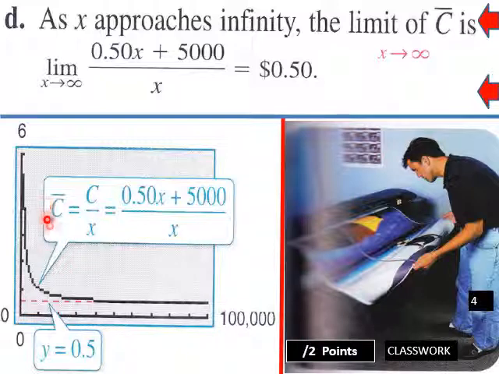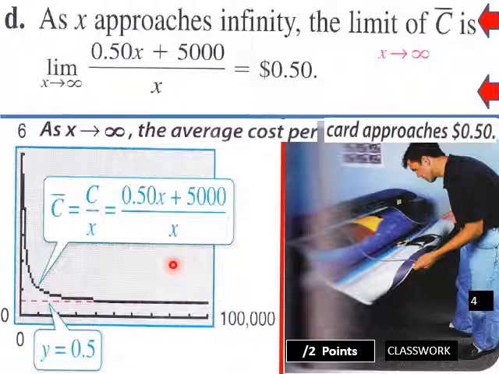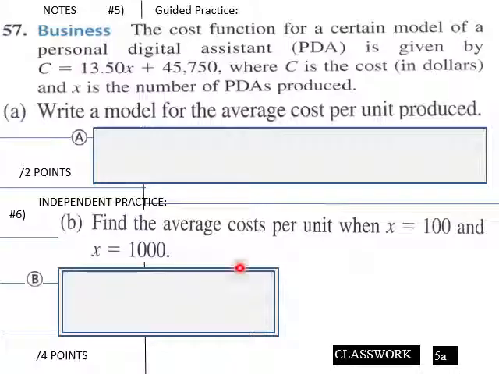So here is average cost, C-bar equals C over X, which equals 0.50X plus 5,000 over X. And then this will be your cost function here. As X approaches infinity, the average cost per card approaches 0.50. 0.5 would be this asymptote here, the horizontal asymptote.